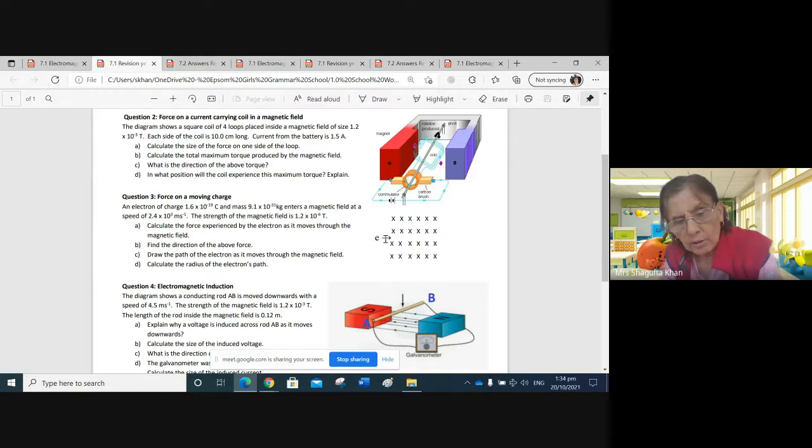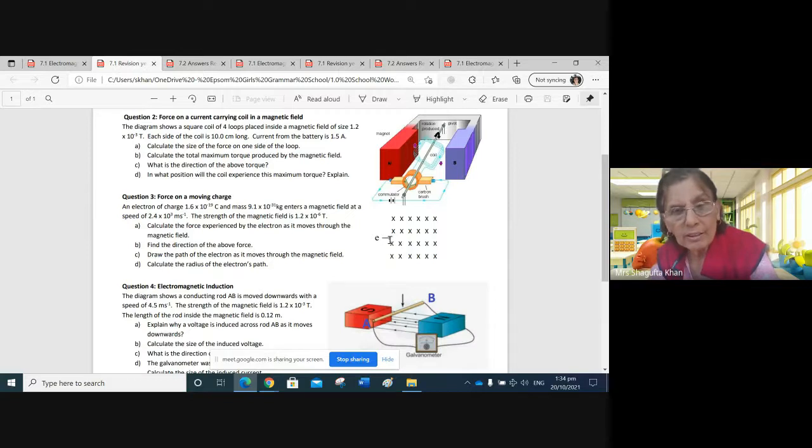If force is forward, then it accelerates. If force is backward, the electron will decelerate. But since the force is at 90 degrees, it will move in a circular path. So this electron, because the force is there, will move in a circular path like that one. So this BQV, the force experienced by the electron, makes it move in a circular path. We call this force centripetal force, because it is just making it go in a circular path. So BQV equals mv squared over r.